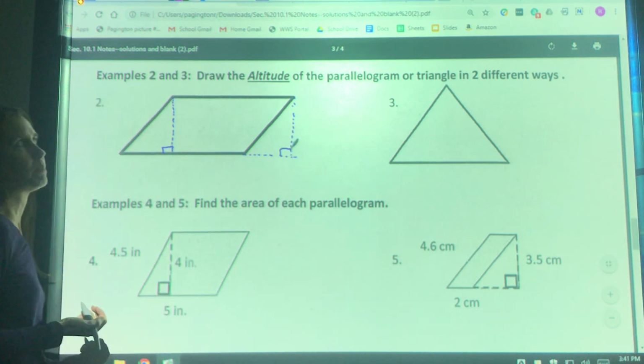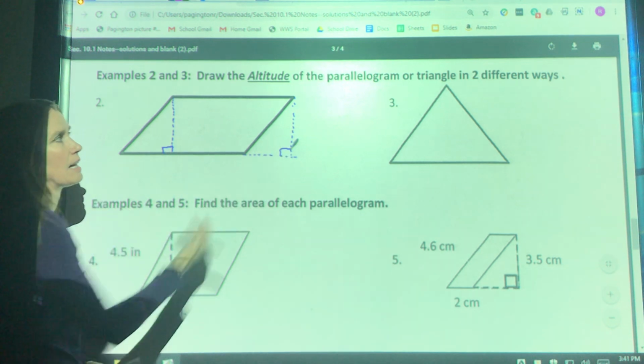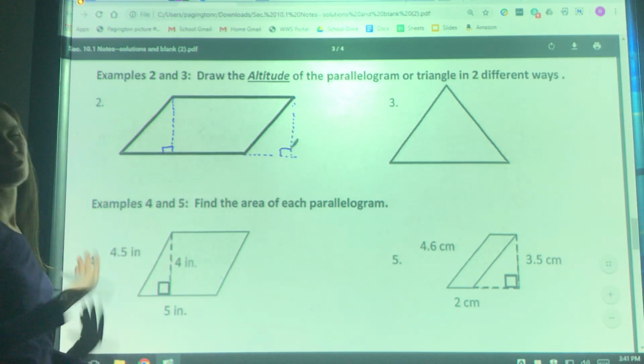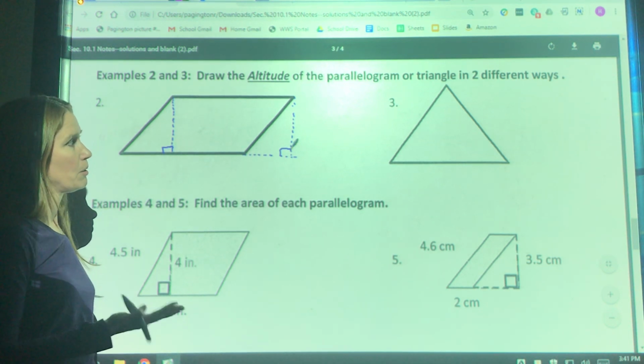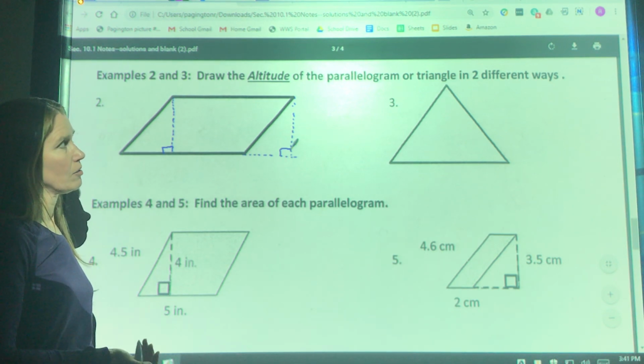And that also represents the altitude or the height. You can see that length is going to be the same as that length. Again, it just kind of depends on what kind of angle you're dealing with, if it ends up being outside the figure or inside the figure. But both of those represent the height or the altitude of that parallelogram.